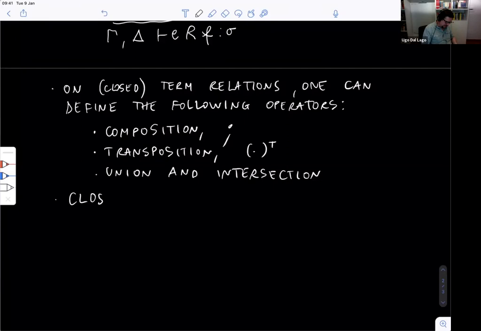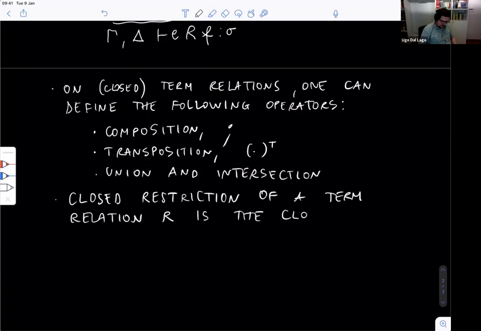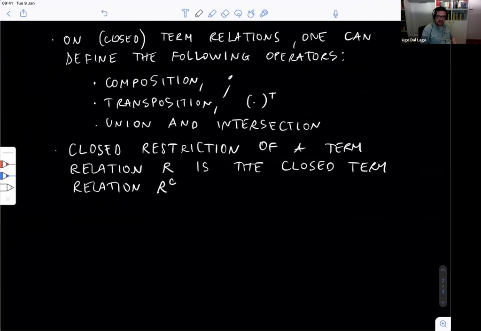And for the closed restriction of a term relation, open is the closed determination RC, such that on computations, you can conclude that E is in relation with F at type sigma only when, of course, only when in the starting relation, you could put E and F in relation in the empty environment. That's the key thing.